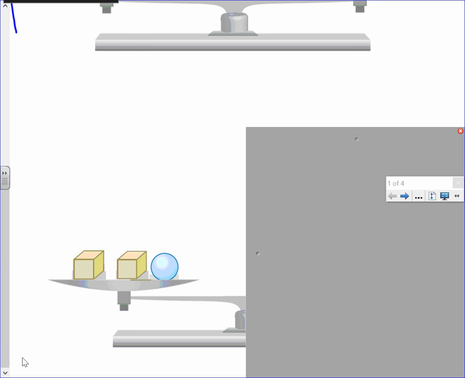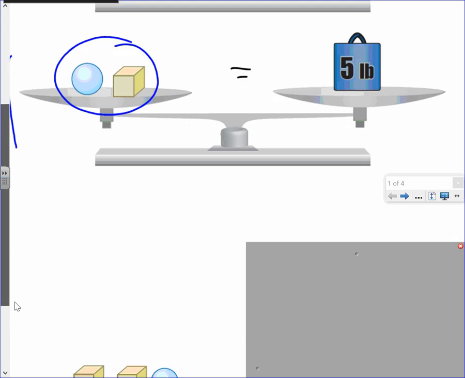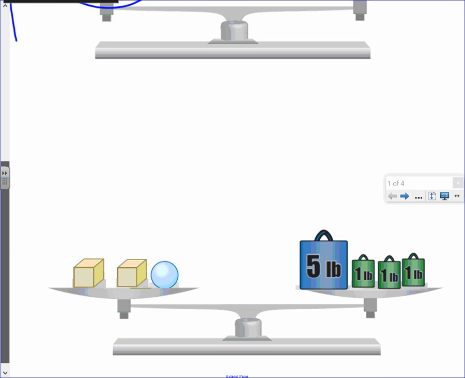And then do the same thing on the right side. If I take 13 and subtract 5, what is 13 minus 5? 8. It's 8, huh? Okay. It's going to be 8.